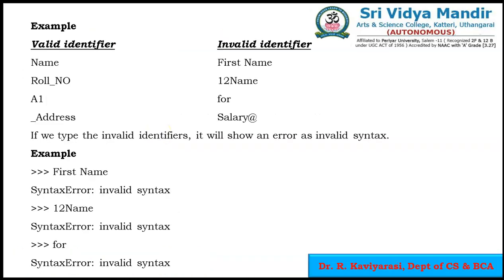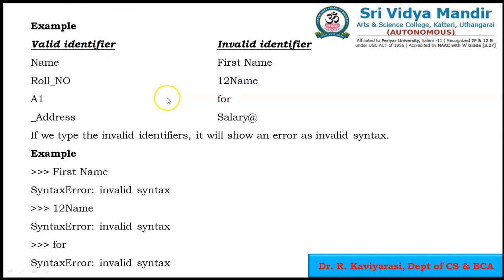Here, some valid identifier examples and invalid identifier examples are given. Valid identifiers are name, roll number, A1_address. That means we can give any upper or lower case letter as the first character, or we can provide underscore as the first character. We should not provide a number or any other symbol except underscore in the identifier naming.